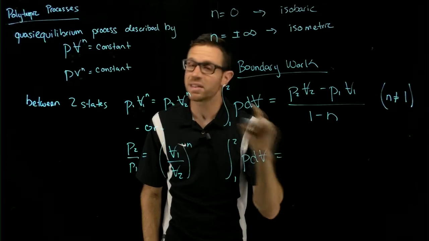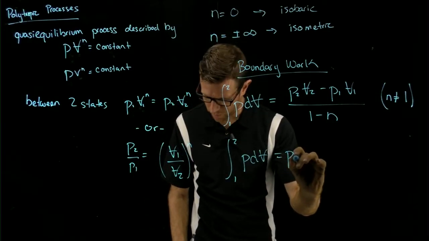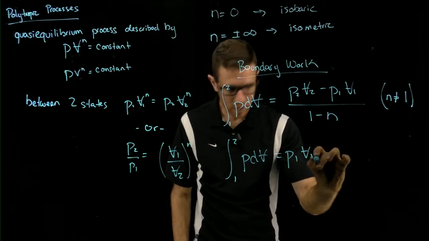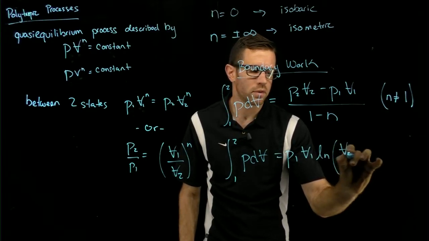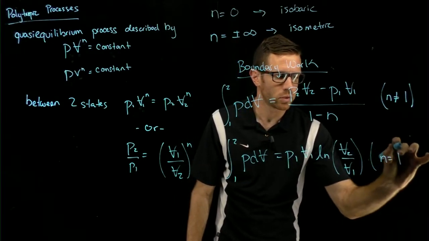Now, if n is equal to 1, then my boundary work for a polytropic process is going to be equal to P1 V1 times the natural log of V2 over V1. That's for n equals 1.